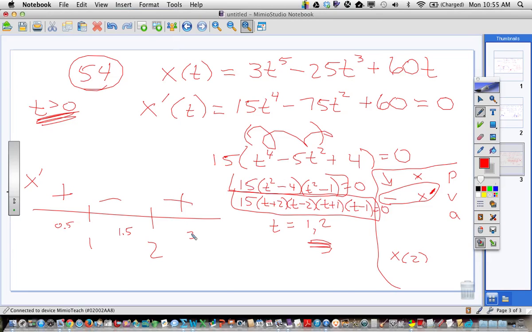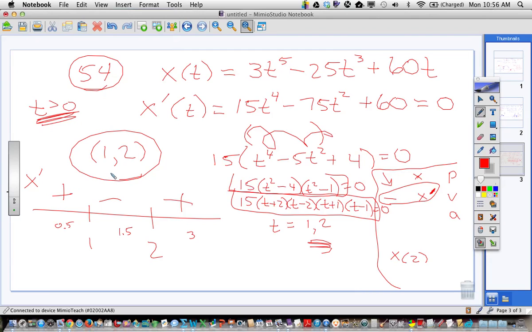So what's this particle doing? Right, left, right. So the question, when's the particle go left? Between 1 and 2. So it'd be this kind of thing. 1 to 2. Right there. Right? Between 1 and 2.